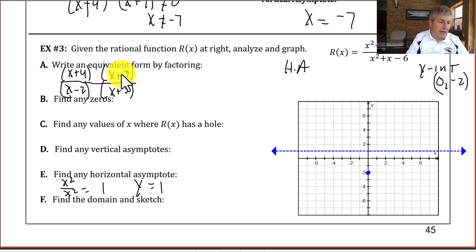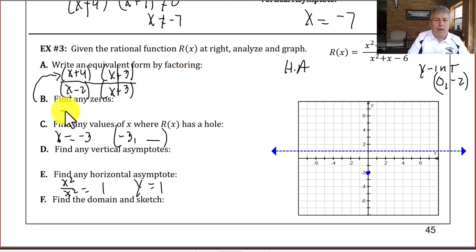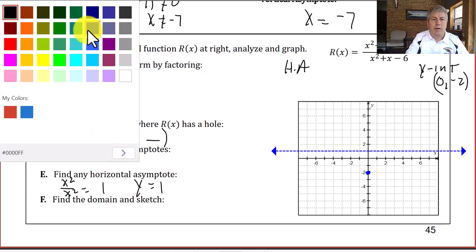So we see that here we're going to have a hole at x equals -3. So -3 something is going to be our hole. So those guys are going to cancel. Using our numerator, we're going to have a 0, x plus 4. So at -4, 0, we're going to have an x-intercept. So we can go ahead and plot that guy.